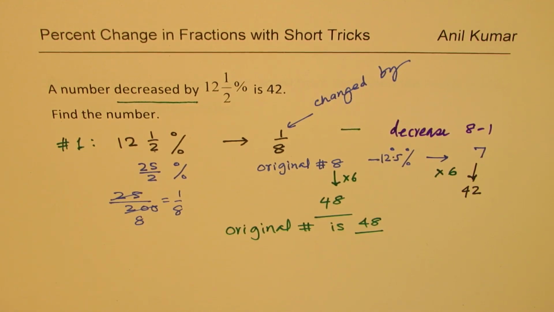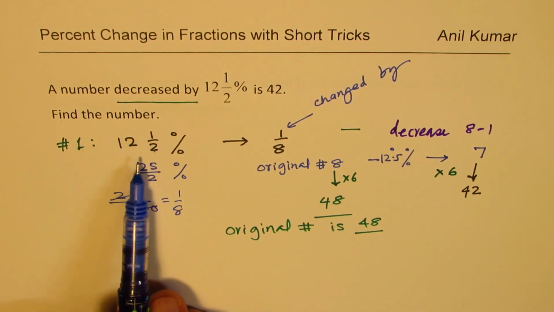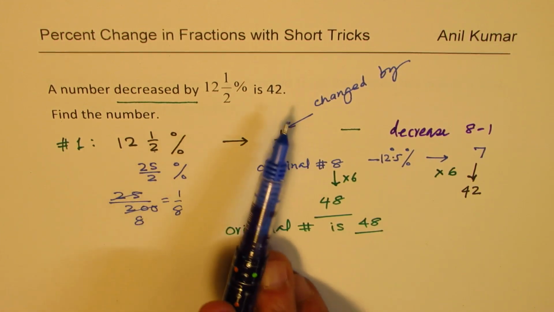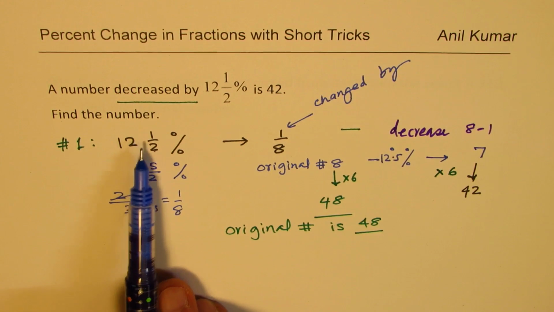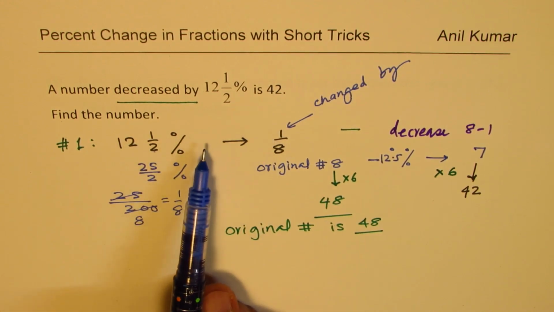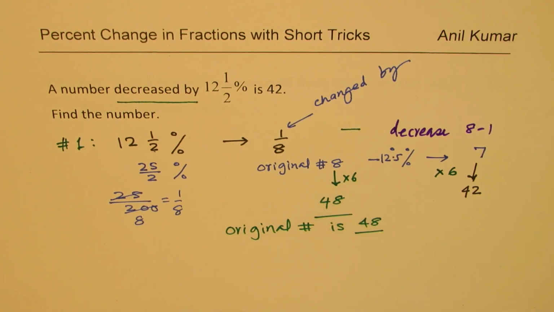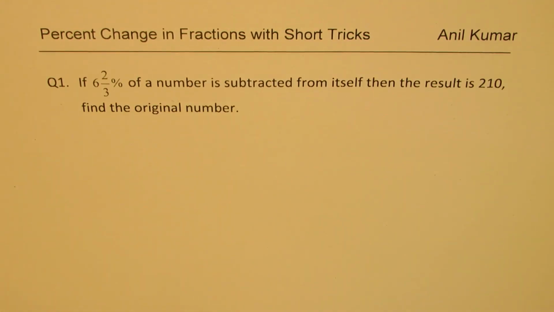So even converting this improper fraction and the mixed numbers into, as percent into fractions, is not very difficult, right? And then once you get that, you can easily solve the equation by simple logic. Perfect? Okay, now let's look into our questions.